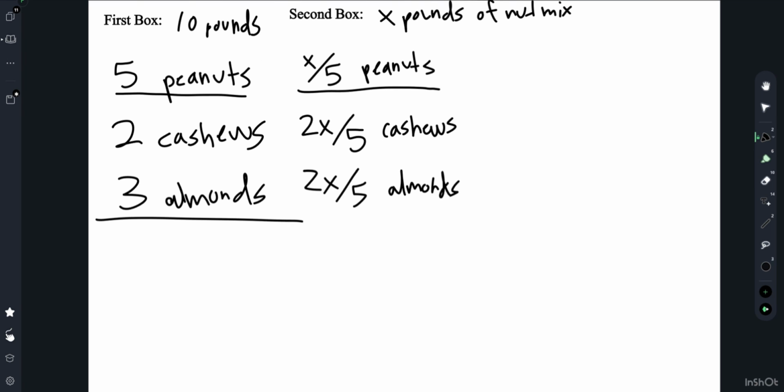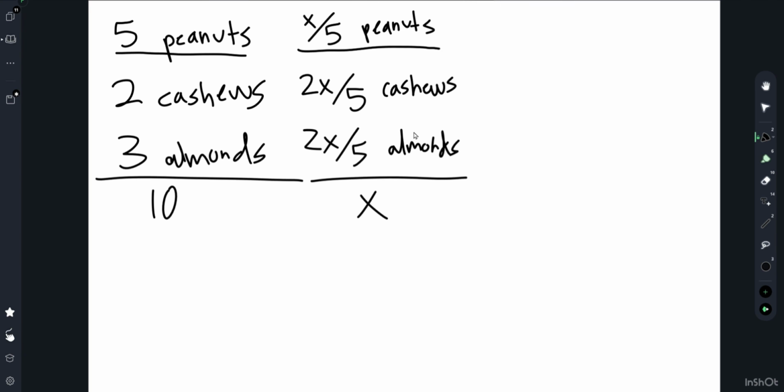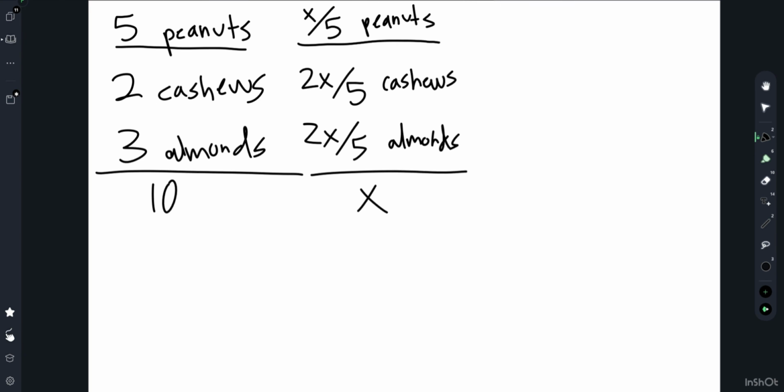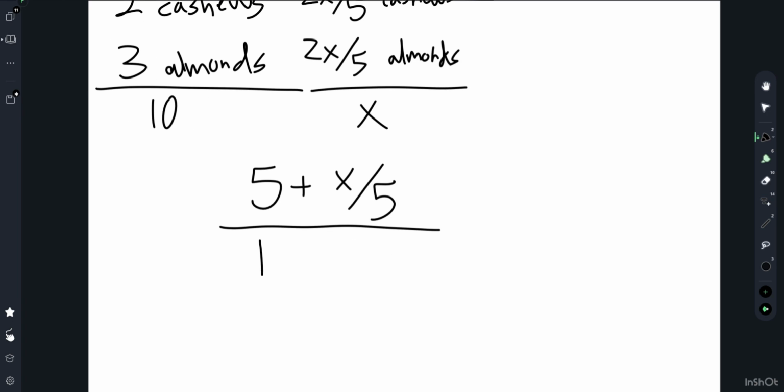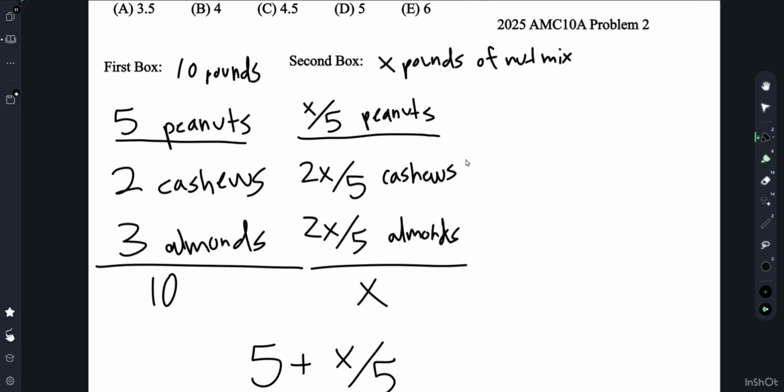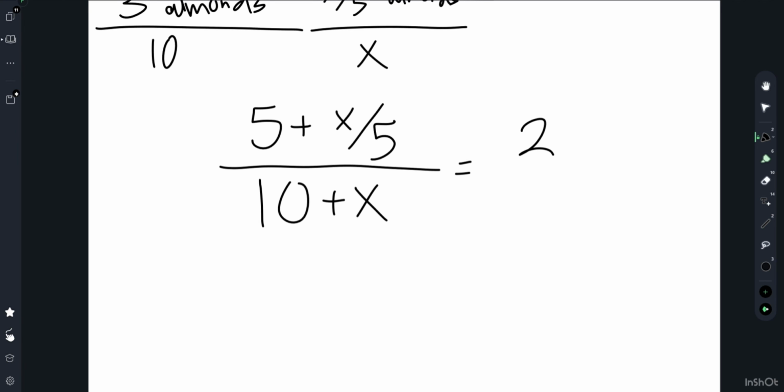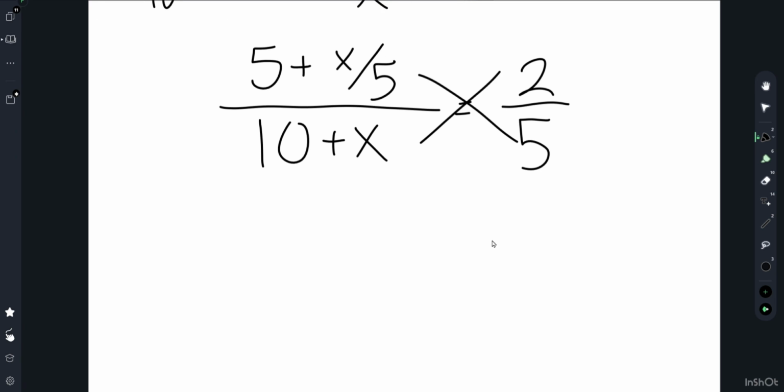Well, you know the sum of these pounds is 10, and the sum of these pounds should be X, because in total there should be 10 plus X pounds in the new nut mix. So the amount of peanuts is just 5 plus X over 5. And the total amount of nut mix should be 10 plus X. And this should be 40%, and we know 40% is 2 over 5.